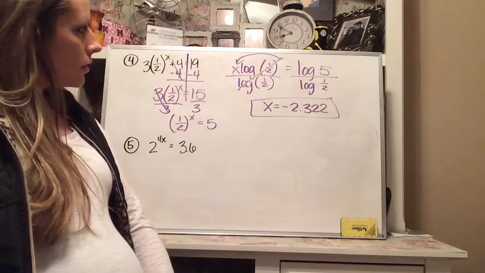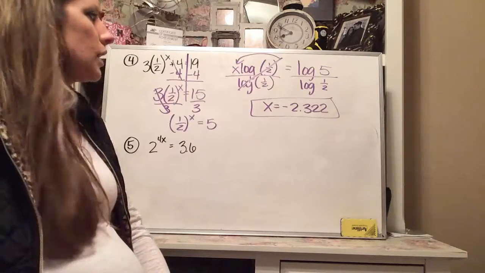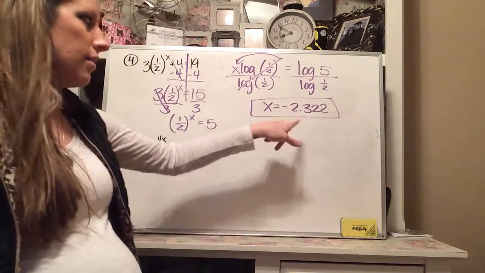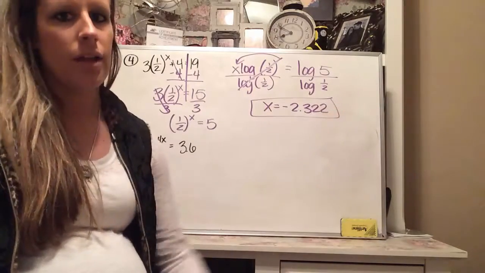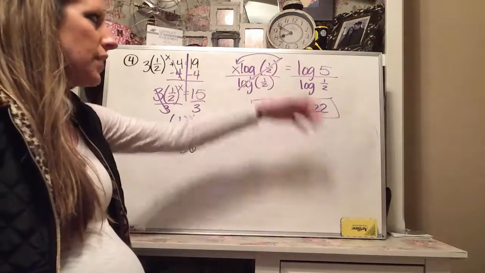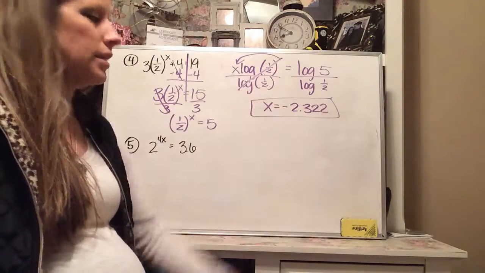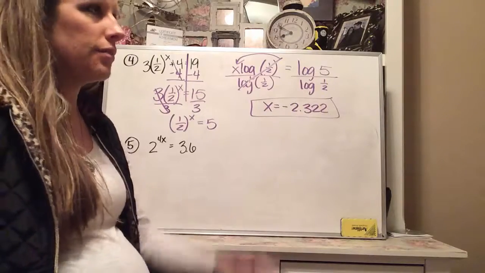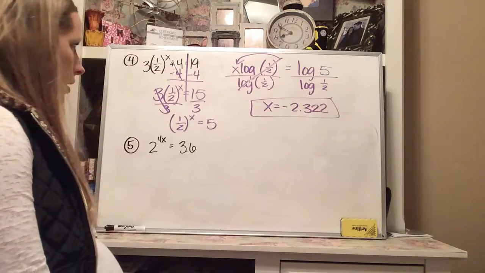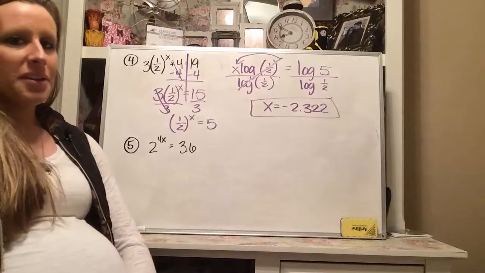Okay, it's okay to have a negative answer. Alright? Because we aren't taking the log of a negative number. But whenever we divide these, we do get a negative number. So it's okay. It's not wrong.